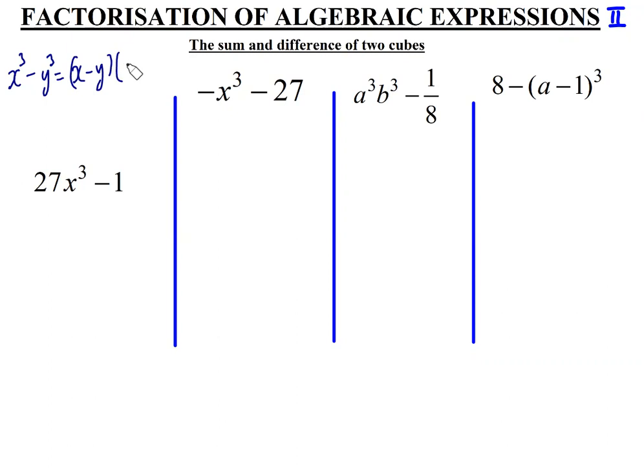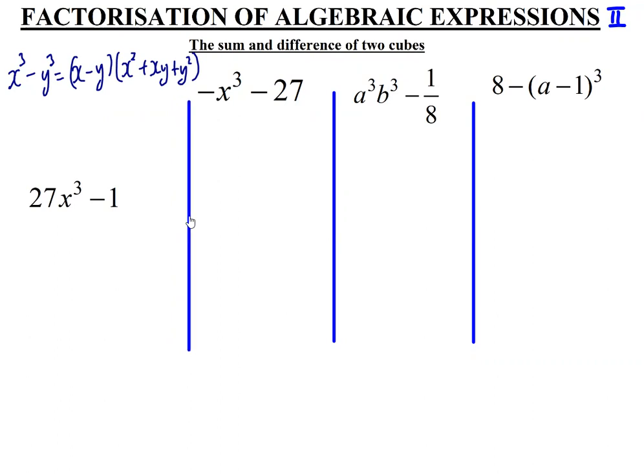Then in the other bracket, we have got x squared plus xy plus y squared. So this is the general solution that you must know. And if we are to have it as a positive, x cubed plus y cubed is going to be equal to x plus y, then here x squared minus xy plus y squared.